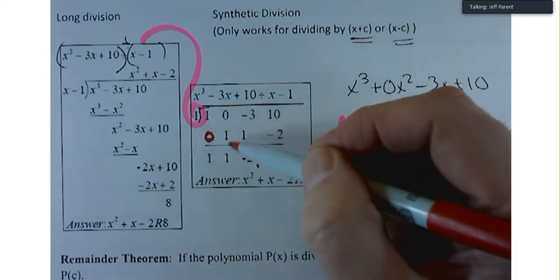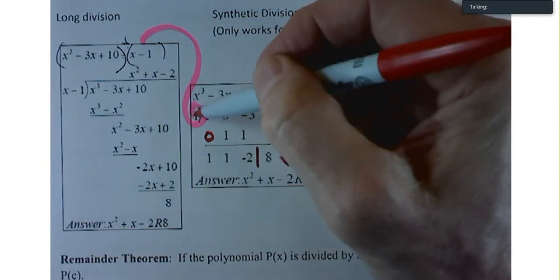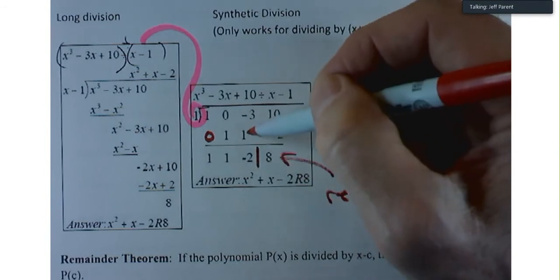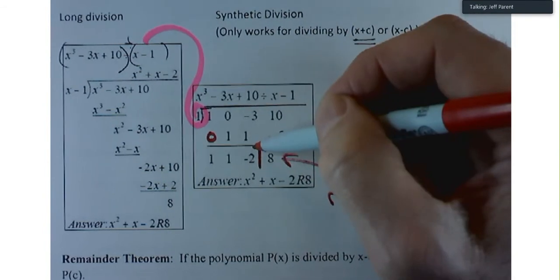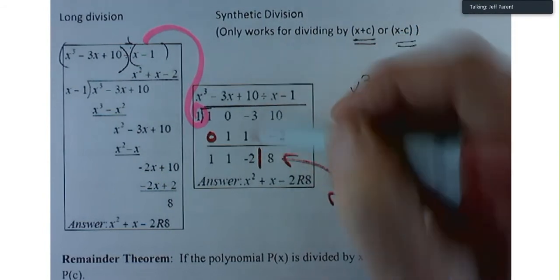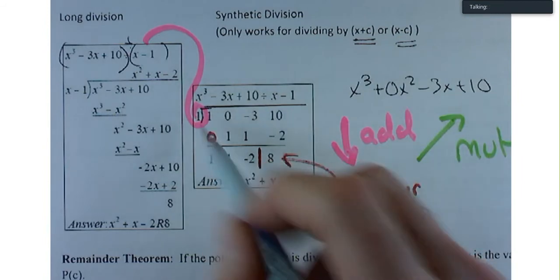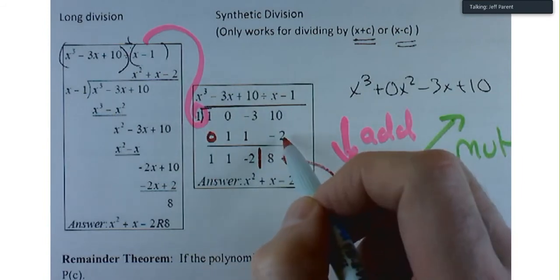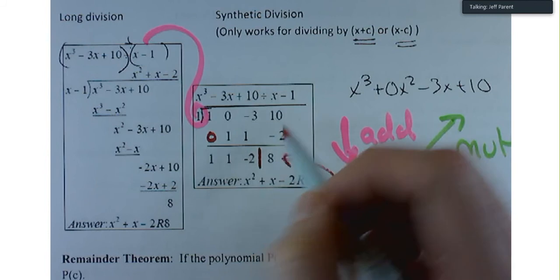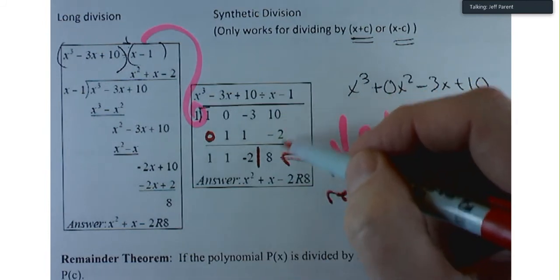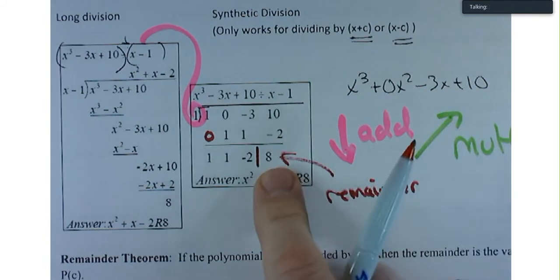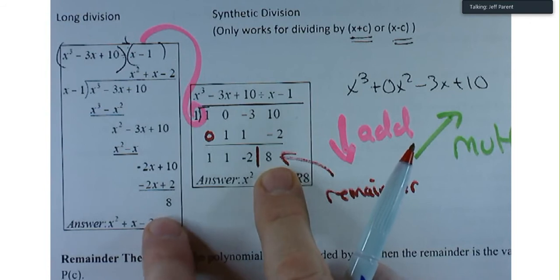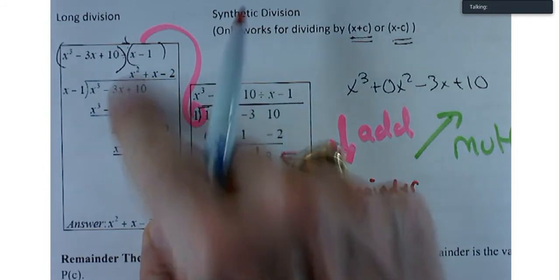0 and 1 is 1. 1 times 1 is 1. Add to go down gives me a negative 2. 1 times negative 2 comes up here. And finally, 10 and negative 2 give me 8. So that's my remainder. Notice I got the same remainder over here, doing it the long way.